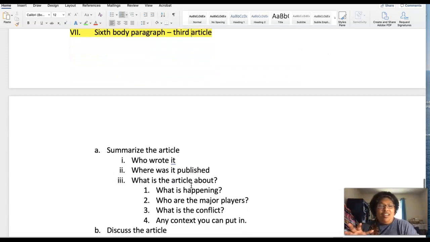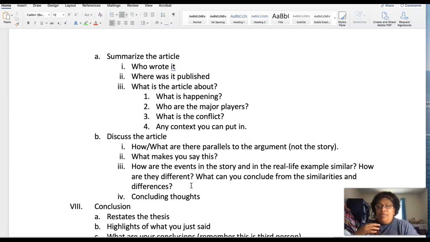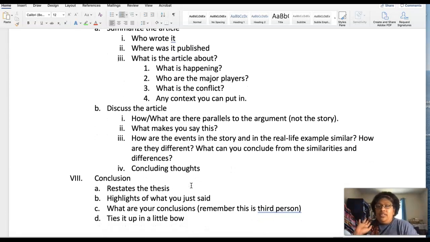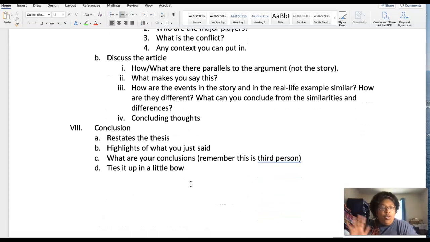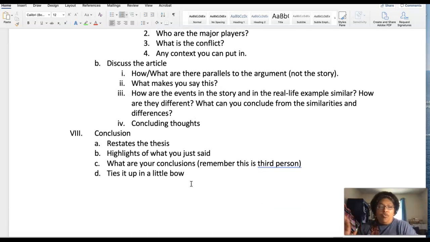Then you have the sixth body paragraph. Same thing. Summarize the article. Who wrote it? Discuss the article. The whole nine, concluding thoughts, the same thing over and over again. And then your conclusion is only slightly different in that you want to tell us what your conclusions are based on this analysis that you're talking about.